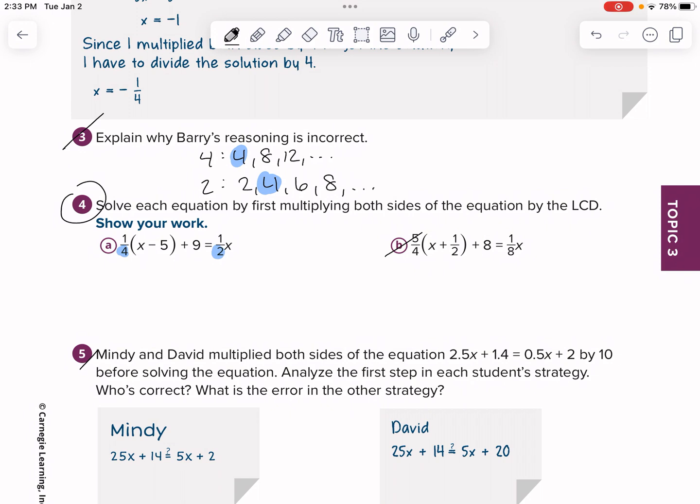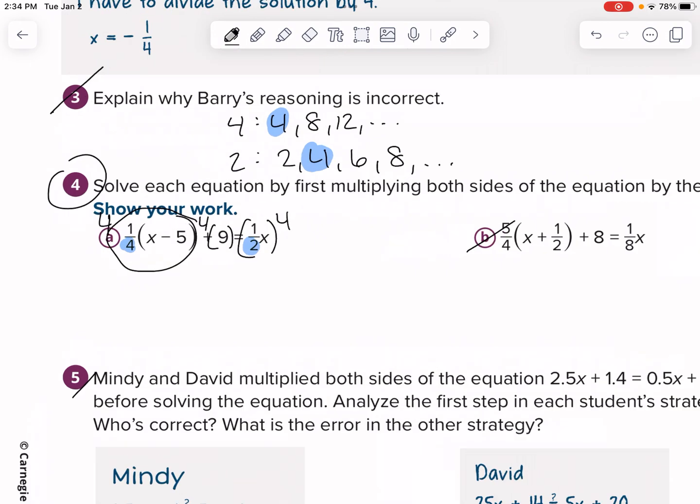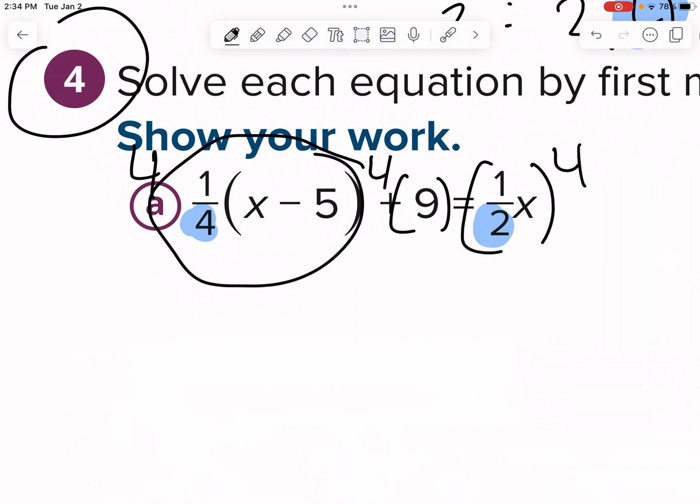I'm going to multiply this part by 4, this part by 4, and this part by 4. Let's see what it becomes. Nothing ever touches the parentheses here because that's like a force field there, so nothing happens with that. But 4 divided by 4 is 1, and 1 times 1 is just 1. So really it's just 1 times x minus 5, which is just x minus 5. I guess I could put a 1 right there. Next one, 4 times 9 is just 36. And finally, a half. Half of 4 is a 2x.